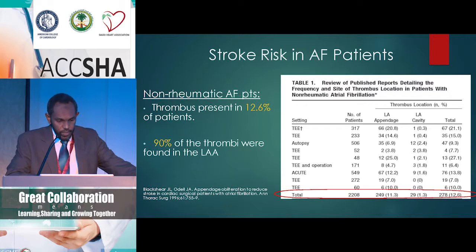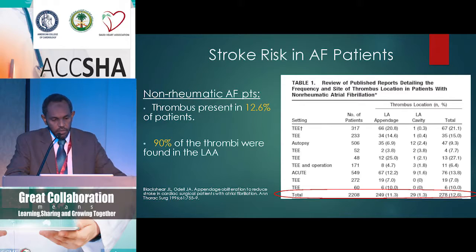So moving on. The risk of developing stroke in patients with non-valvular atrial fibrillation is significant. It's about 12.6% of patients in one study that looked at patients who underwent surgical intervention, cardiac surgery basically, and these patients had a 12.6 percent incidence of left atrial appendage clots or left atrial clots. Now 90% of these clots were found in the left atrial appendage, and only 10% were in the left atrial cavity.